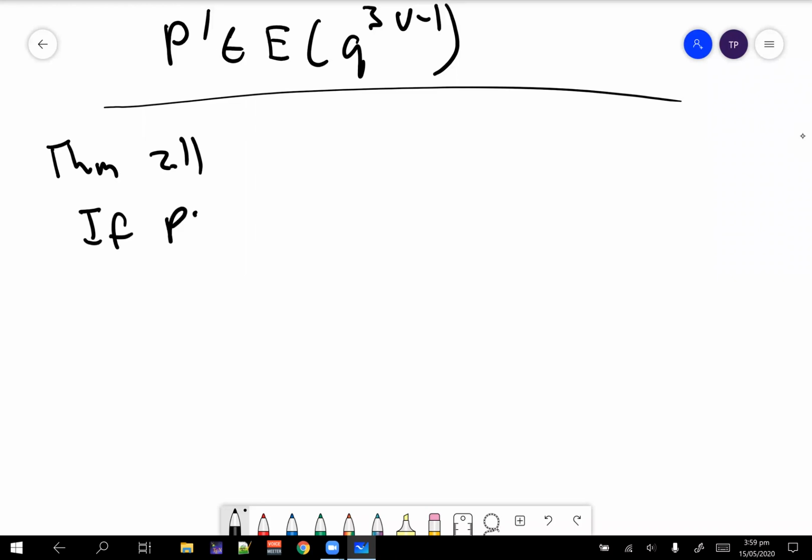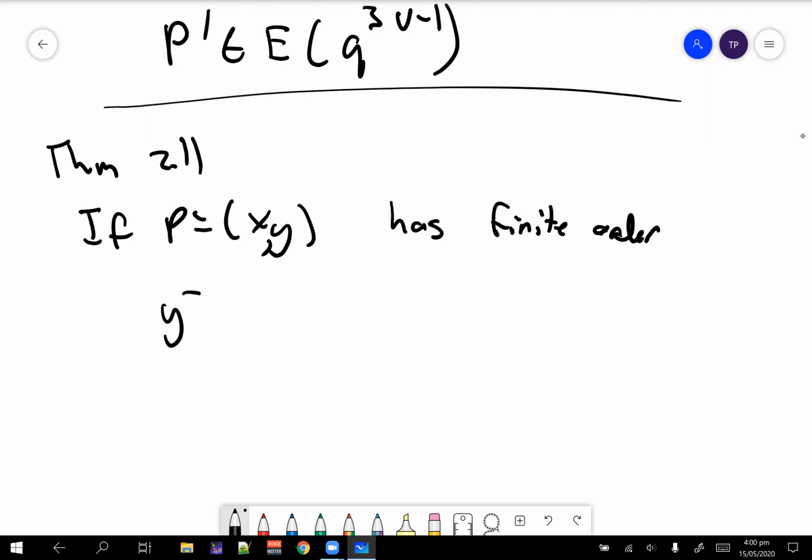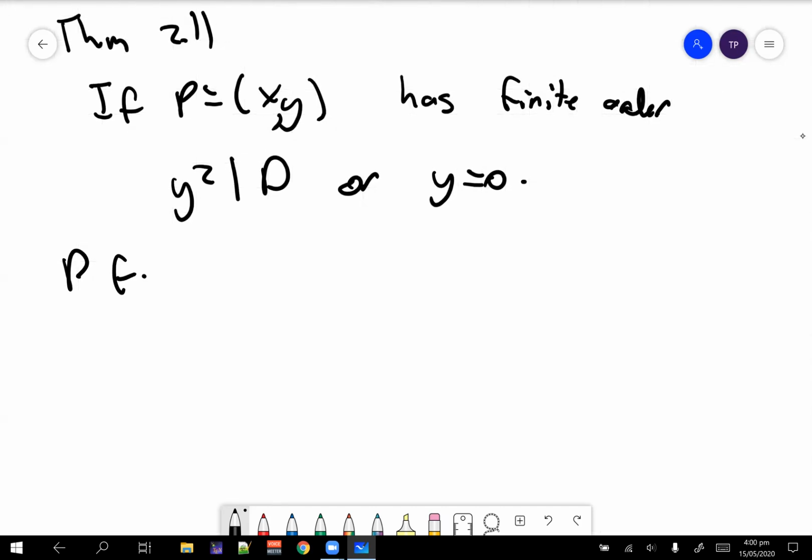If P is a non-identity point of finite order, and this is a point on our elliptic curve E, then we already have that both coordinates are integers. Then we have y squared divides d, or y equals 0. The proof is not that hard.